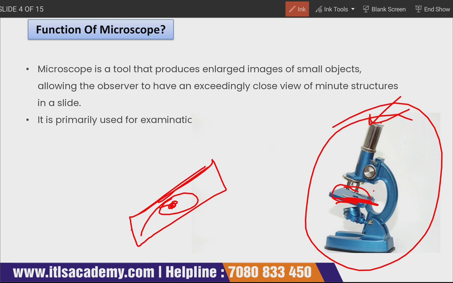So the function of a microscope is that it is a tool that produces an enlarged image of a small object, allowing the observer to have an extremely close view of a minute structure in a slide. It is primarily used for examination. A microscope makes the image very large, and you can easily get a close view of a very minute structure in a slide. If we put a sample on the slide, you can see a very small object that you cannot see with your naked eyes, with the help of the microscope.